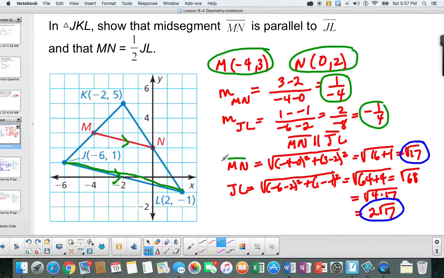Now I'm going to find the distance, and the distance is √17 using the distance formula. And then I find JL, and I find that it's √68, which is the same thing as √4 times 17, which simplifies to 2 √17. So this is 2 times bigger than this. So this has a 2-to-1 ratio. So JL to MN has a 2-to-1 ratio, or you can say this is 1/2 of this.